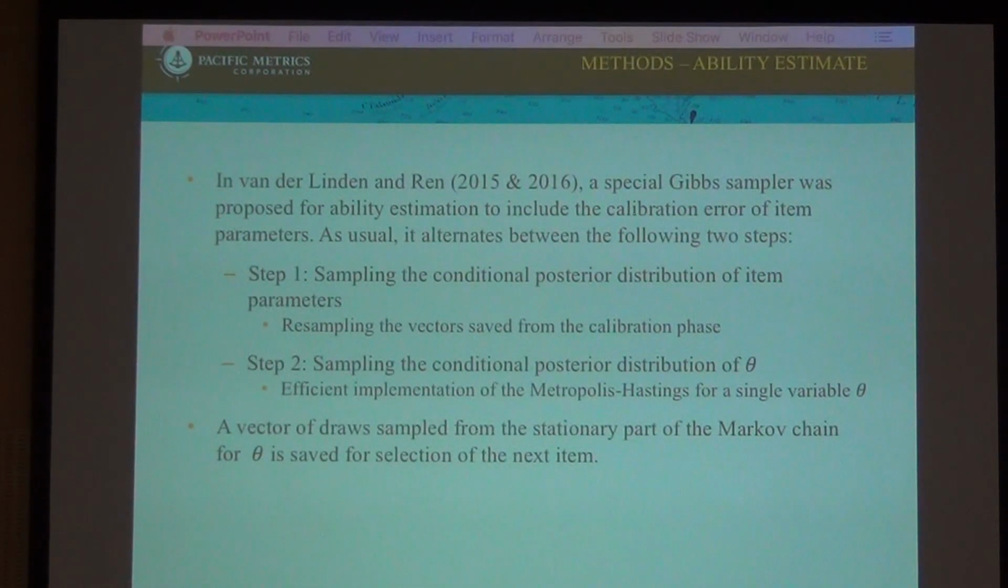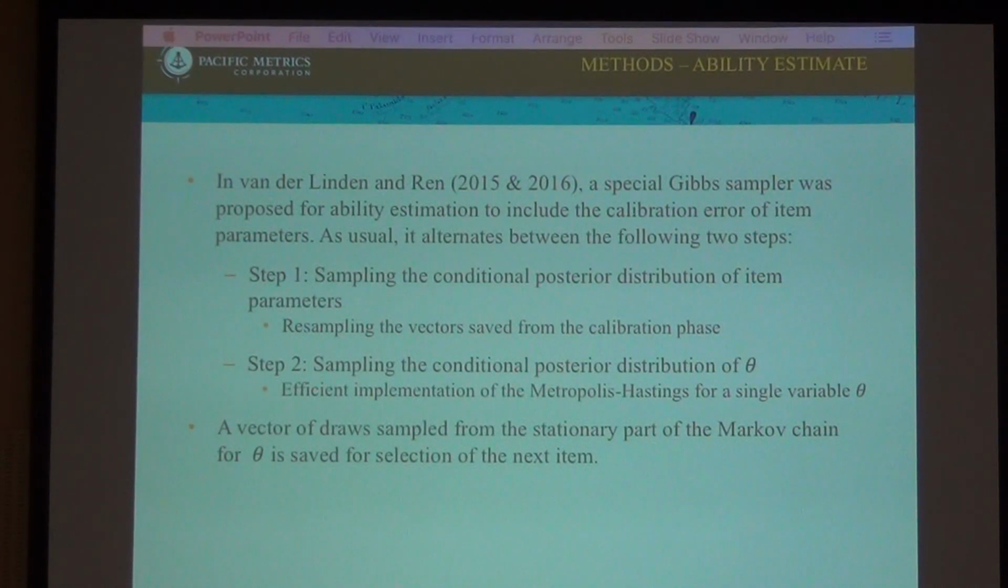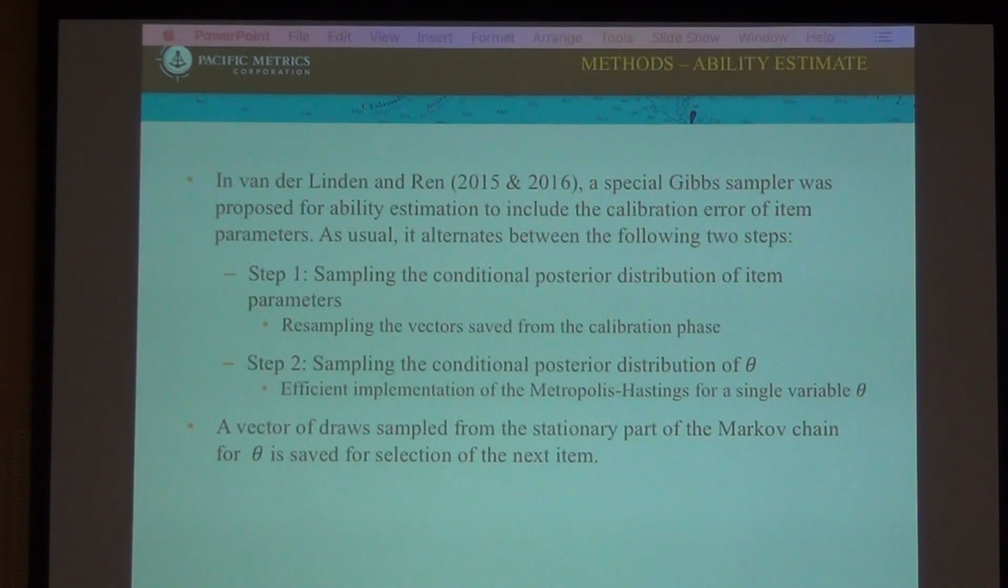In the first step, as Wim already said, we will save the samples from the stationary part from the calibration phase. So in the CAT part, we will not update the posterior distribution of item parameters. We will only do a random sample from the saved samples. So in step 2, only one parameter is left, the ability parameter. There's an efficient implementation of the Metropolis-Hastings algorithm for a single variable theta. Finally, we will save a vector of draws from the stationary part of the Markov chain for theta, then use the saved samples for the later item selection.